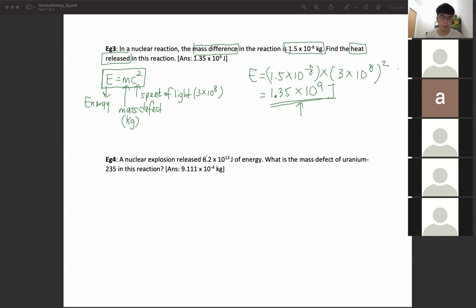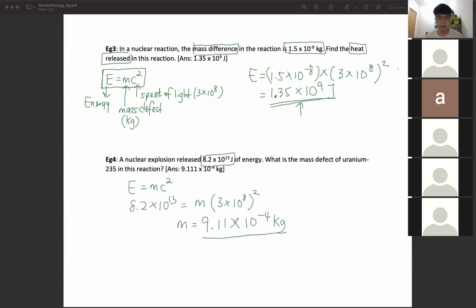Another example, a nuclear explosion releases this amount of energy. What is the mass defect of uranium-235 in this reaction? We use the same formula, E equals mc squared. So 8.2 times 10 to the power of 13 equals m times 3 times 10 to the power of 8, squared. All right, we find that m becomes 9.11 times 10 to the power of minus 4. Again, very small mass, but very huge energy here.